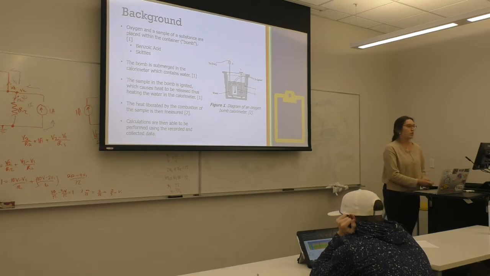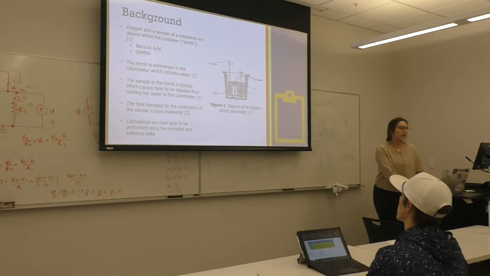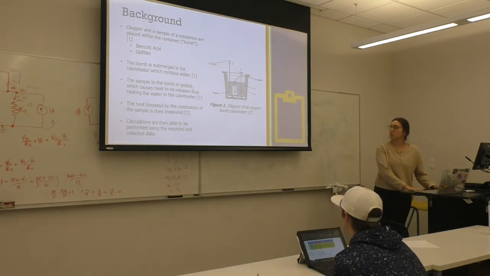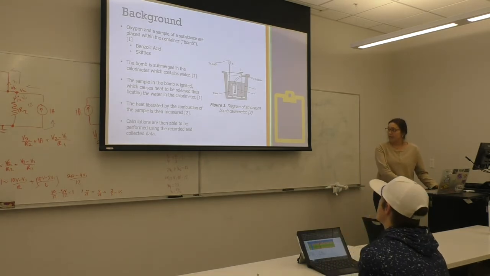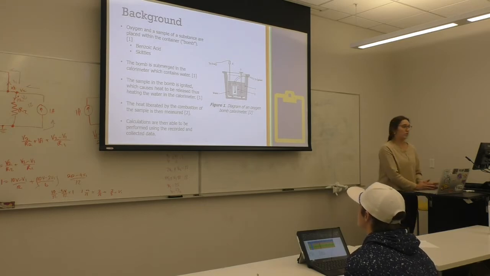So we had two samples. One was the benzoic acid and the other was Skittles, and they were both experimented on separately. So the sample was placed within the bomb, and then the bomb was closed tightly and then purged and then submerged within the calorimeter. And then the bomb was ignited, and then the heat that was given off of the bomb was conducted into the water, and then we measured the temperature change of the water.